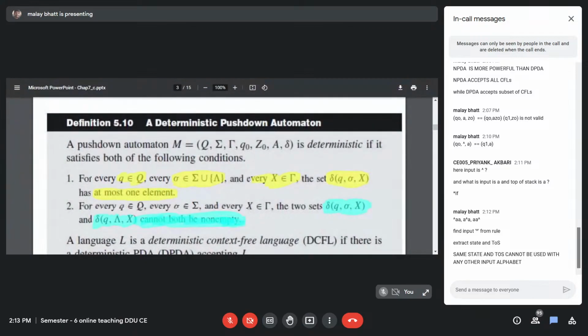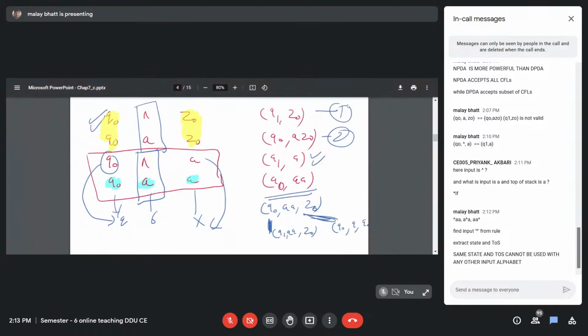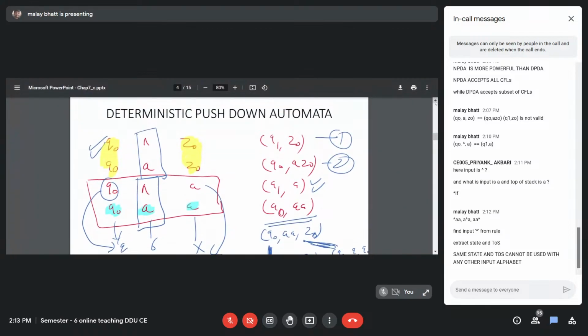So now using this, let us create some deterministic pushdown automata. Here you can see the description of that rule. These are the rules from the even length palindrome. You can see Q0 null Z0. I can use Q0 a Z0, but if I use it with some other input alphabet, then it is a non-deterministic PDA.